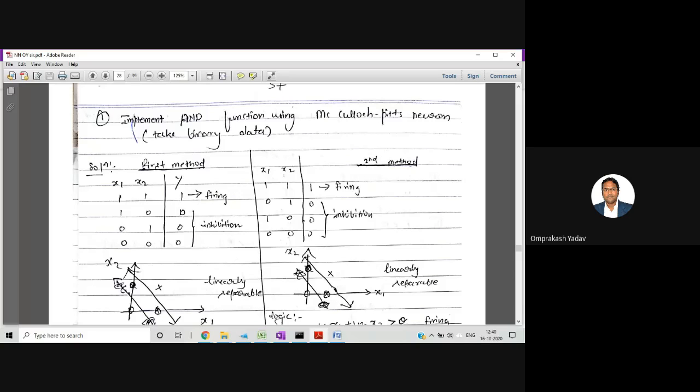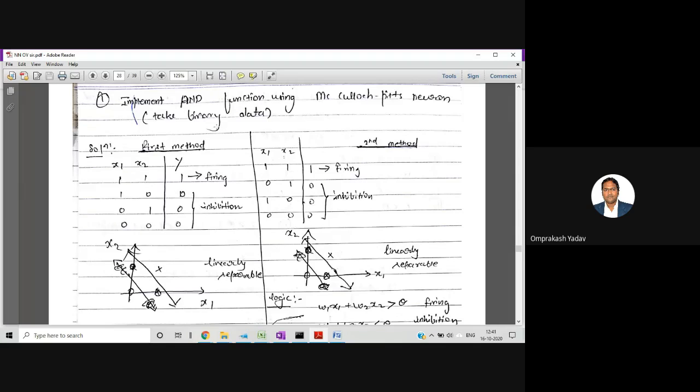The second method requires some kind of thinking and guessing. So you just first try the first method. I'll solve by both methods, so it's up to you. To solve this particular problem, the first step will be what? We will draw the table. So first we will make the table, then after making the table, we will take x1, x2 and y output.